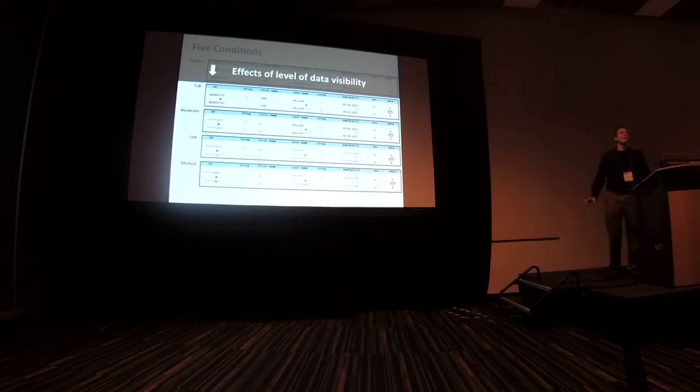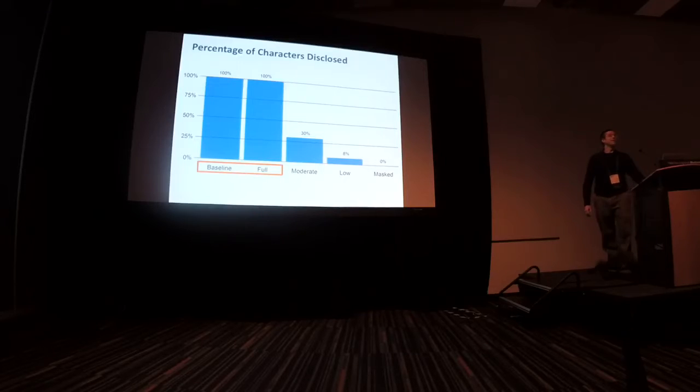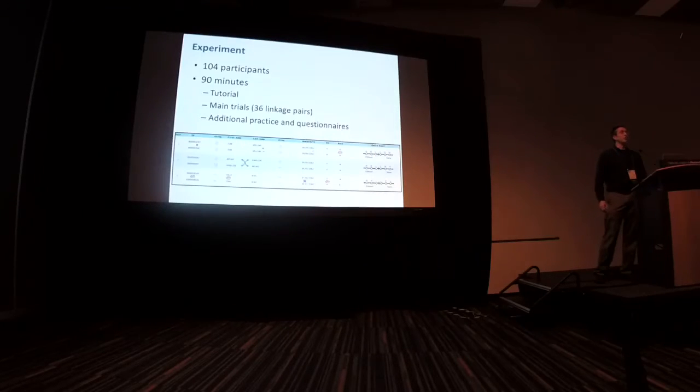So to look at it a different way, we could also just consider it as an amount of characters that are disclosed. Again, in our baseline condition, we don't have any type of visual annotation, and we're revealing all characters. In our full condition, we are showing the visual markup in addition to all the characters. And then we also have these other variations where there's a drastic reduction in the amount of characters that we're showing. So we did this experiment with 104 participants spread across these 5 conditions.